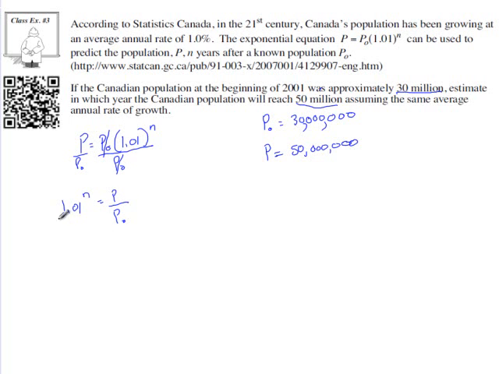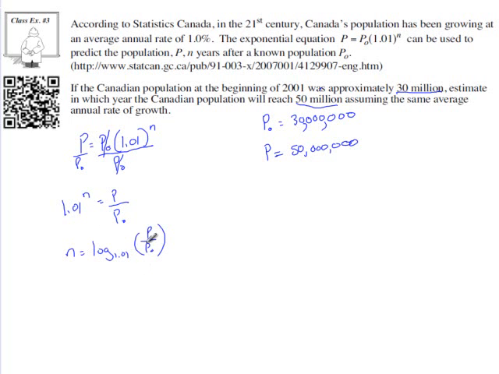So now you can convert to log and solve for n. When you do that, the base of the exponent goes over to the other side of the equation and becomes the base of the log. The exponent stays by itself. So we get n is equal to log base 1.01 of P over P0.